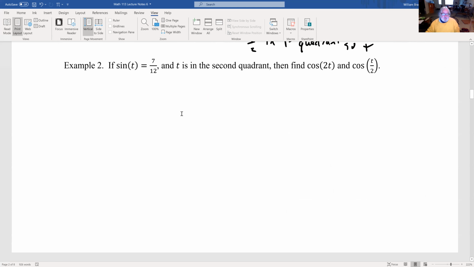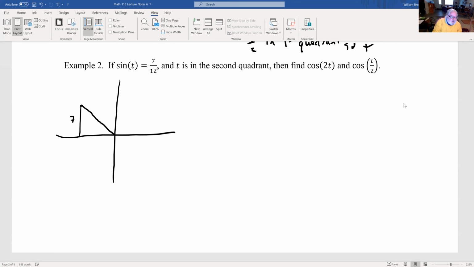So suppose sine of t is 7/12 and t is in the second quadrant. What's cosine of 2t and cosine of t over 2? Same sort of problem. I'm not going to go through all the details of the simplification and everything. But here's my point. Sine of t is 7/12. That tells me that this is 7. This is 12. That's my hypotenuse. And this is my angle t, because t is in the second quadrant. And then I need to know what this is. So we do Pythagoras' theorem again. We'll actually call this a.